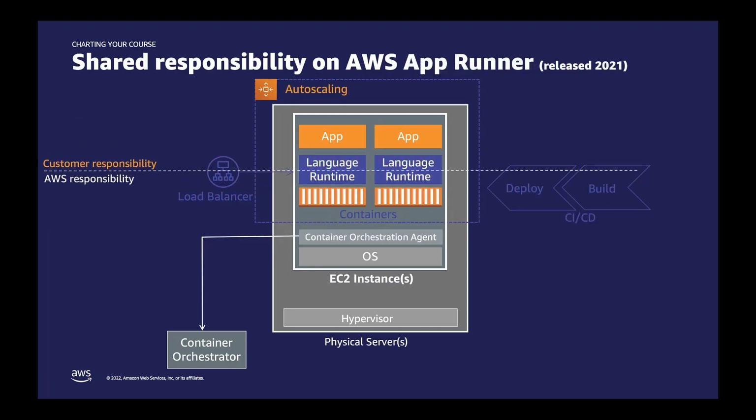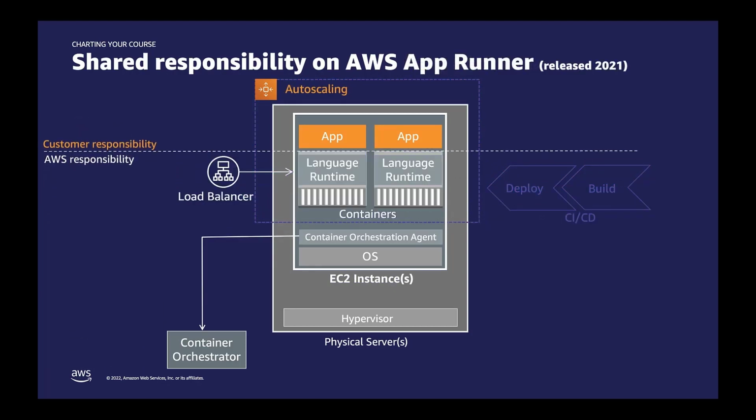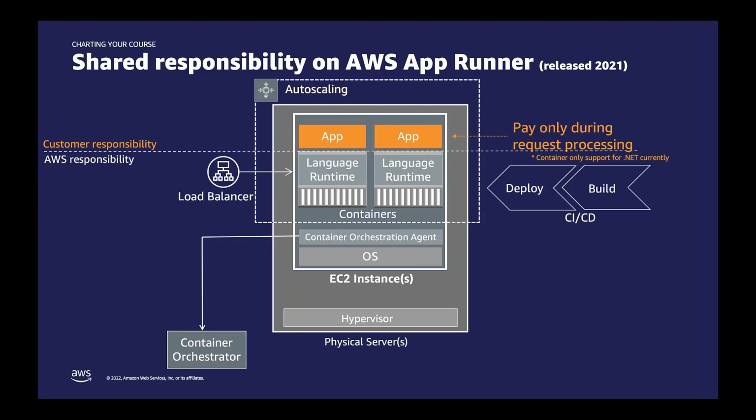AppRunner came along in 2021 and gave you managed CI/CD pipelines. Currently, for .NET, the CI/CD pipeline will only be triggered by an update to the container image, meaning that AppRunner will not compile your code and create the image for you. In all these services, as the level of abstraction the service provides increases, the more opinionated the service is.